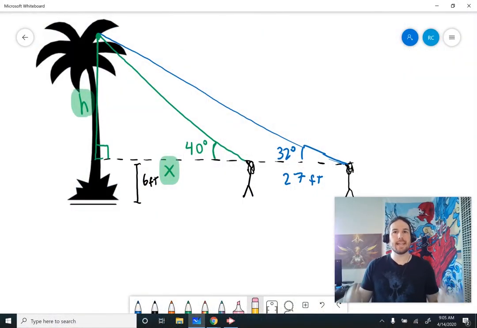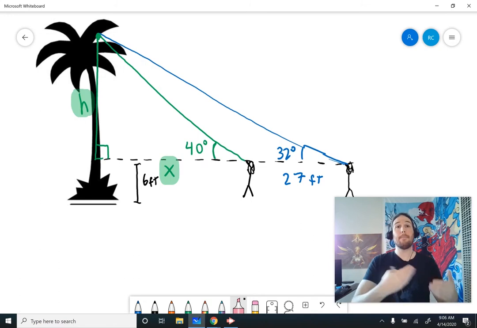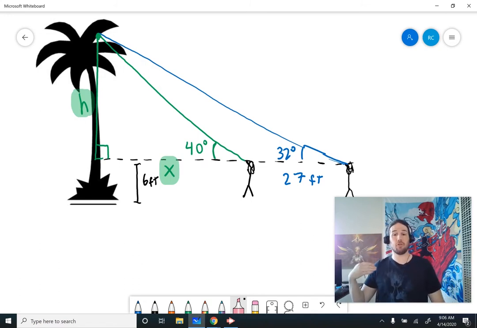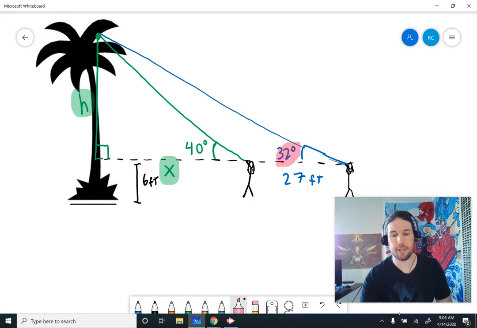So here is a diagram of the situation. When I took the measurement from the close side of the street, I got a 40-degree angle using my clinometer that I had on my phone. When I backed up across the other side of the street, which is 27 feet away, and I took the same measurement using my clinometer, I got 32 degrees.